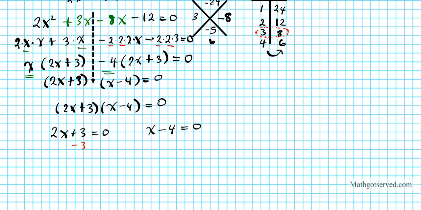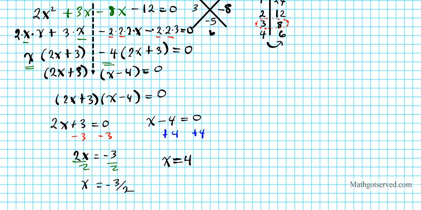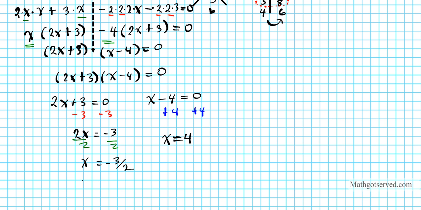We'll subtract 3 from both sides. We have 2x equals negative 3. And then divide by 2. And your answer is going to be x equals negative 3 over 2. All right, and this one you're going to simply add 4, it's a one-step equation to solve. The answer is going to be x equals 4. All right. So your solutions are x equals negative 3 over 2 and 4.